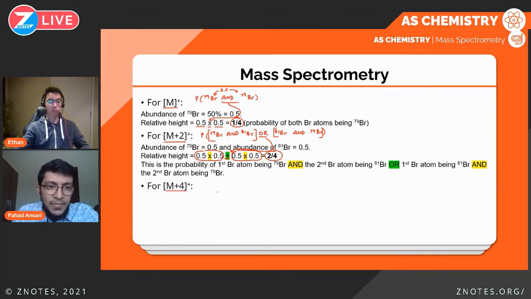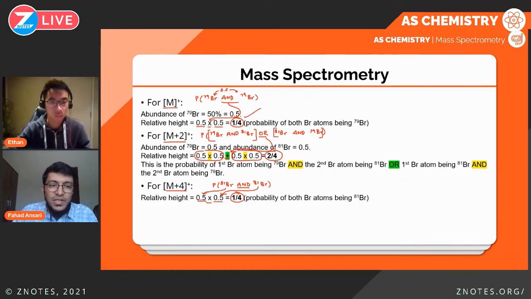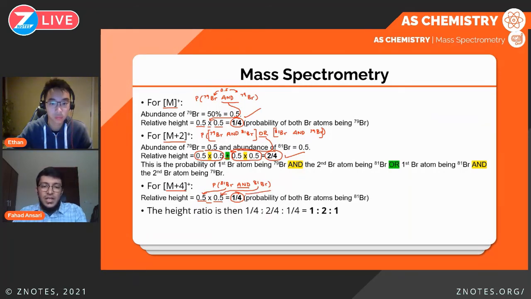For M plus 4, similar to M, this is basically 0.5 times 0.5, because we're finding the probability of both atoms, the first and the second, being bromine 81. So for bromine 81, the probability is 0.5, and the same case for the second bromine atom, which will also have the probability of 0.5. The 'and' means you multiply the two, and you get 1 over 4. So you have the three probabilities. For M, you have 1 over 4. For M plus 2, that's 2 over 4. And for M plus 4, you have 1 over 4 again. So when I simplify, I get 1 ratio 2 ratio 1, by canceling out the 4s in the denominators, right?